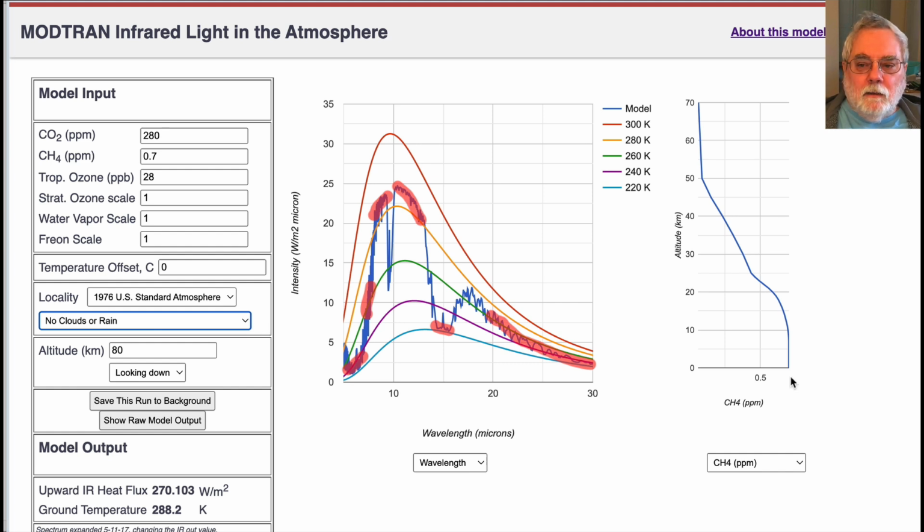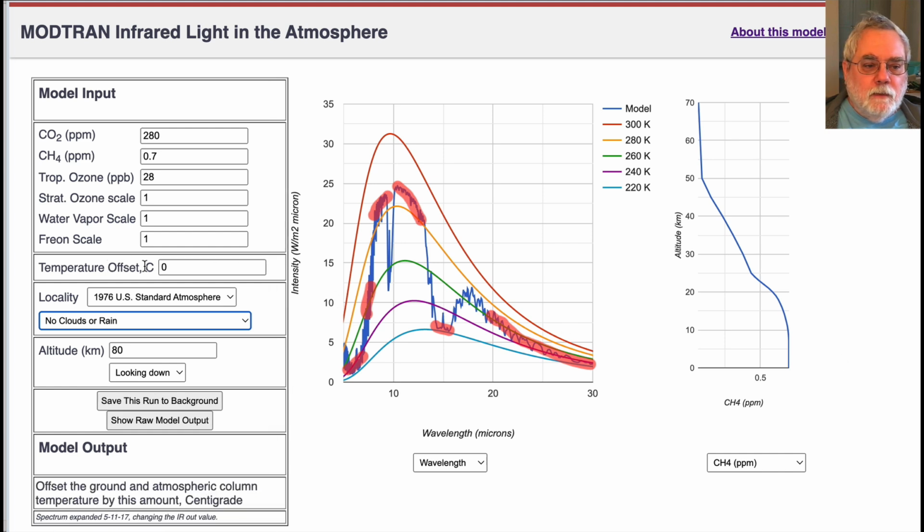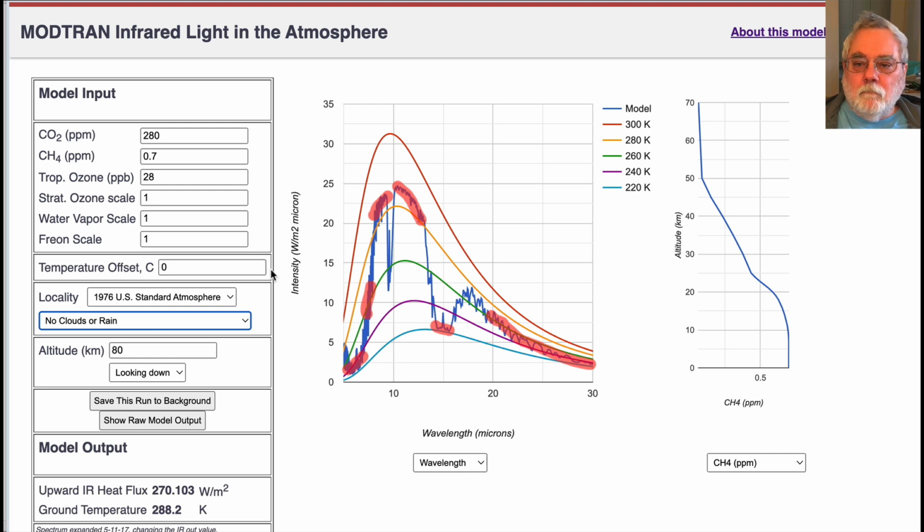This MODTRAN model does not compute global warming. That is, it doesn't change the Earth temperature in response to changes in heat flux. However, we can offset the temperature of the ground and atmosphere manually here, temperature offset, to find a first estimate for the temperature increase that would balance an increase in greenhouse gas concentration, which I will do later.